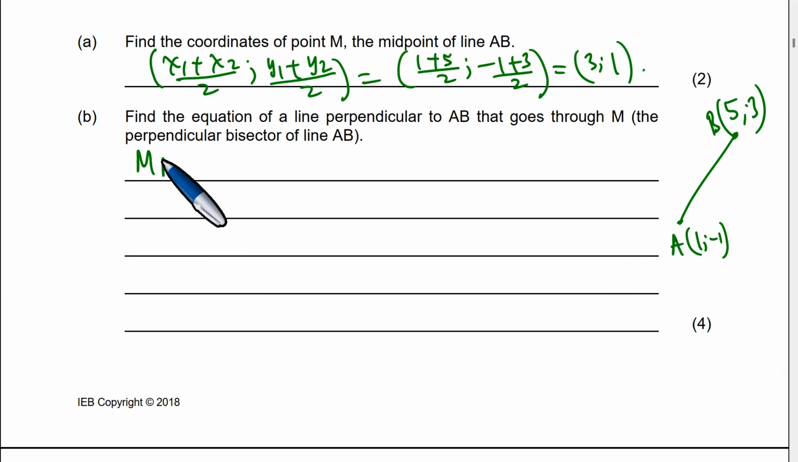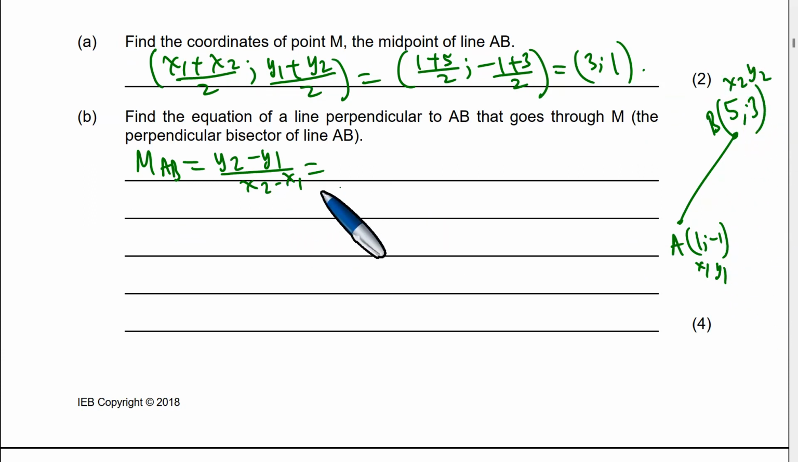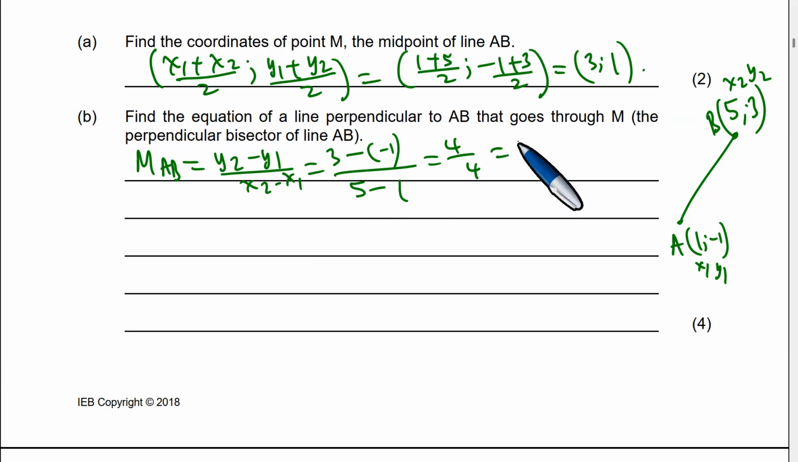The gradient of the line AB is y2 minus y1 divided by x2 minus x1. So y2 is 3, y1 is minus 1, divided by x2, which is 5, minus x1, which is 1. This is 4 over 4, and this is 1.